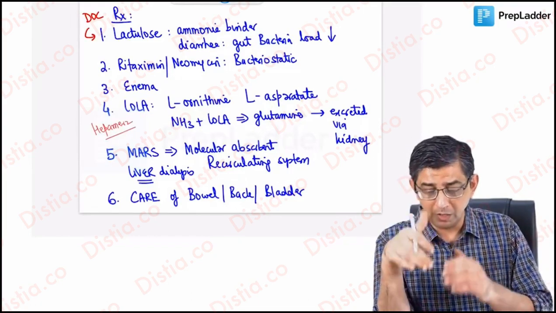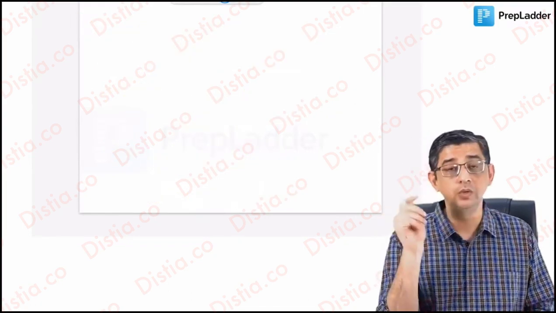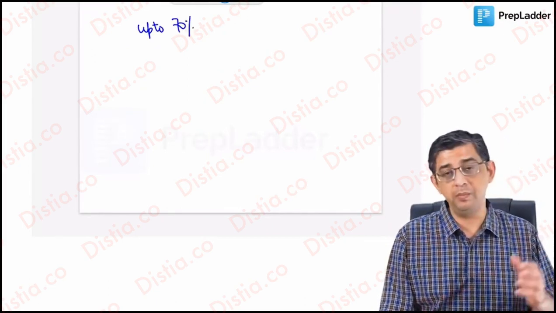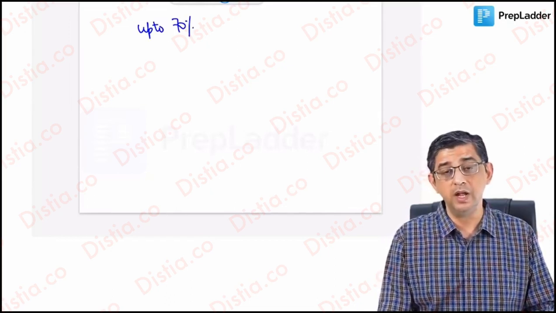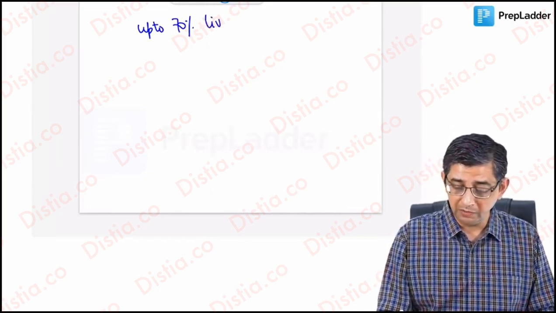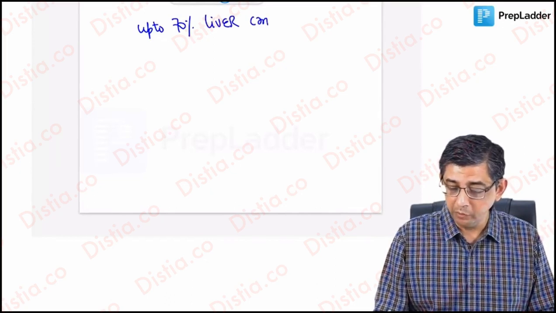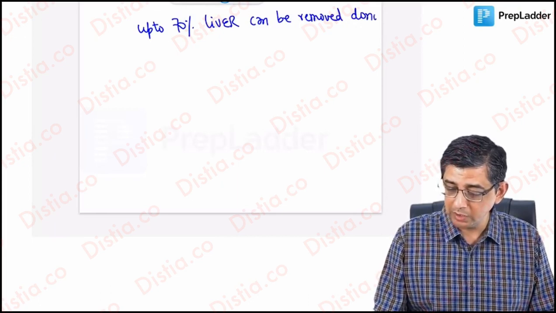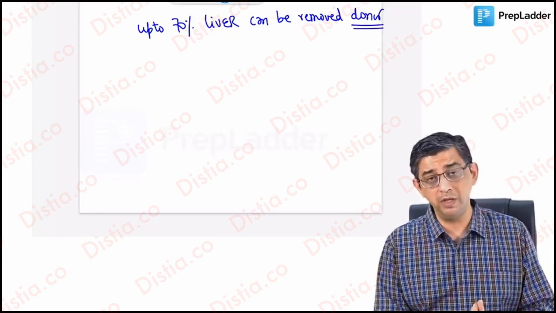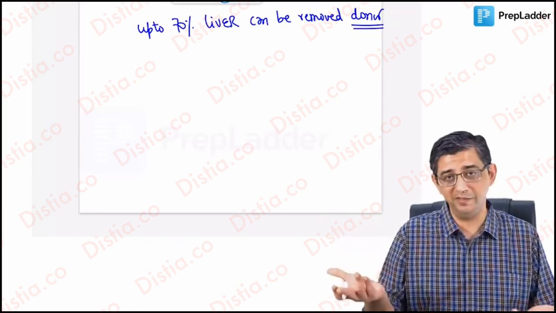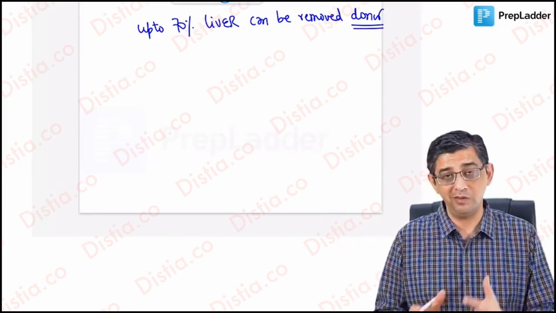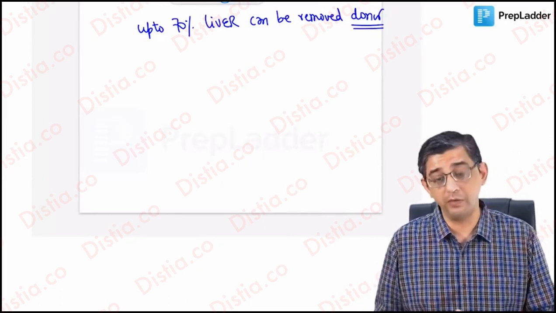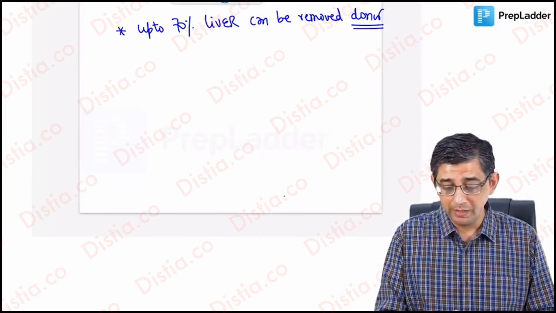Just to sensitize you to this information, up to 70% of the liver can be removed from a donor. Suppose I am a donor for a family member who requires a liver transplantation. When you tell this to a donor, he might ask, sir, you're going to remove 70% of my liver? How will I survive? The other person will live actually. You have to explain to this person that the remaining 30% can take over the function of the removed 70%, and you will definitely be able to lead a healthy life.